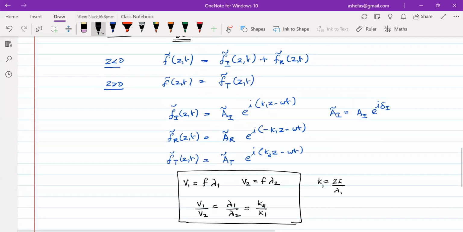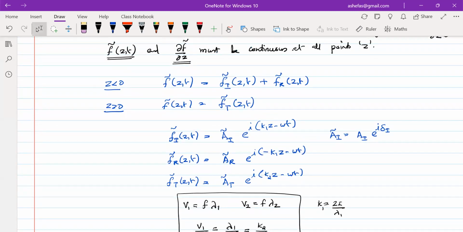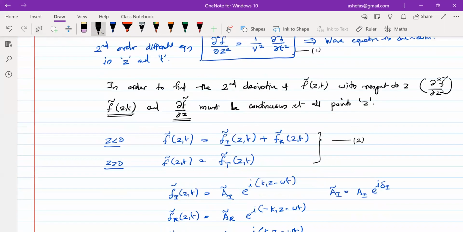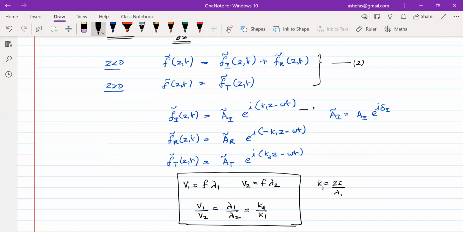Now we have two equations: the complex wave function on the left side of the boundary, and the wave function on the right side of the boundary. This is the expression for the wave, and this is the main equation that we require. We can represent this by equation number 2, and this is our original equation, equation number 1, and these three equations we can write as equation number 3, 4, and 5.